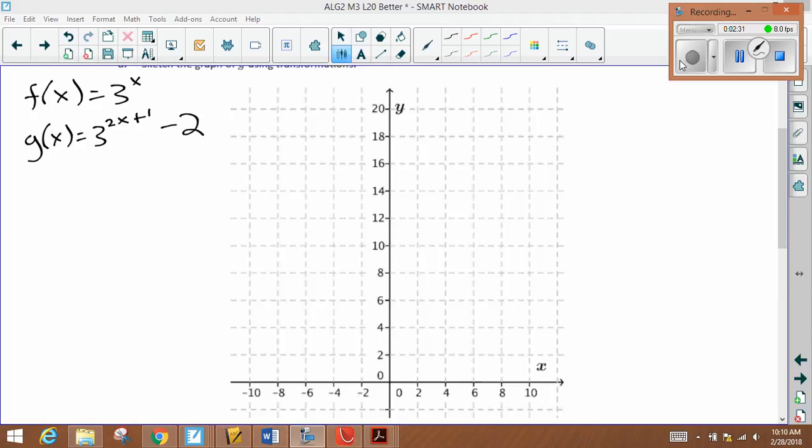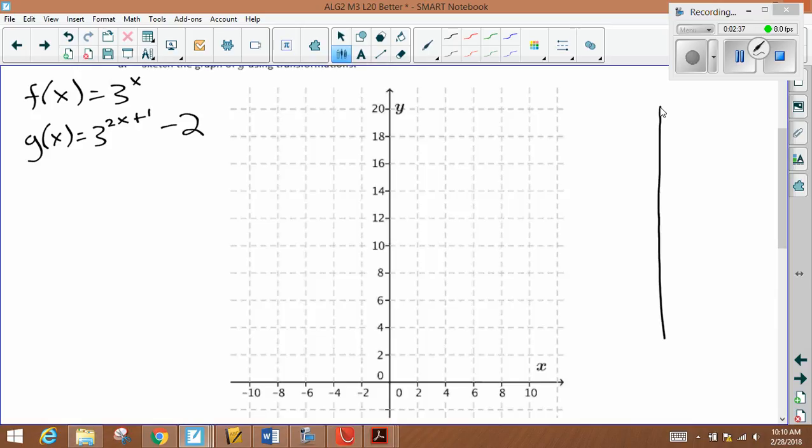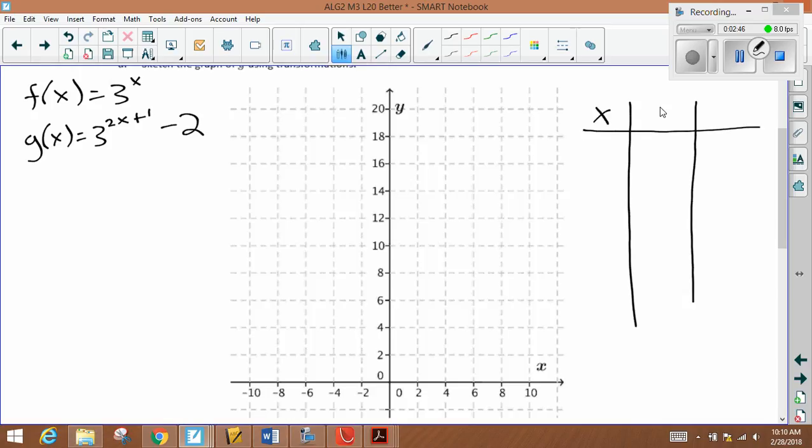Okay, let's go ahead and graph this thing. So, again, we're going to graph the 2. I'm going to make a table x, f of x, and g of x. Let's look at negative 2, negative 1, 0, 1, and 2. Those are always nice. They fit in my scale usually, right? So when x is negative 2, f of x is 3 to the negative 2 power, or 1/9.